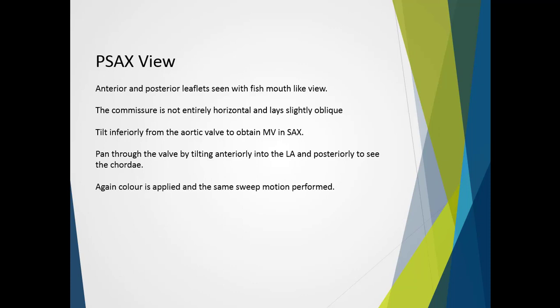From the parasternal short axis view, the anterior and posterior leaflets are seen with a fish-like view in diastole. The commissure is not entirely horizontal and lies slightly oblique, lying at around about the 2 o'clock and 8 o'clock position. This view is best obtained by tilting inferiorly from the aortic valve to obtain the mitral valve in short axis. The sonographer then must pan through the valve by tilting anteriorly into the LA and posteriorly down to see the chordae and the papillae muscles. And again, this motion is applied with color having the same sweeping motion to identify origin and direction of regurgitation.